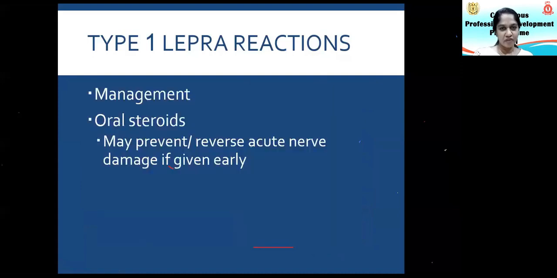The management of lepra reactions is oral steroids. This may prevent or reverse the acute nerve injury if given early. And even if you have a lepra reaction, the leprosy treatment should not be discontinued. That is common for both type 1 and type 2 reactions.